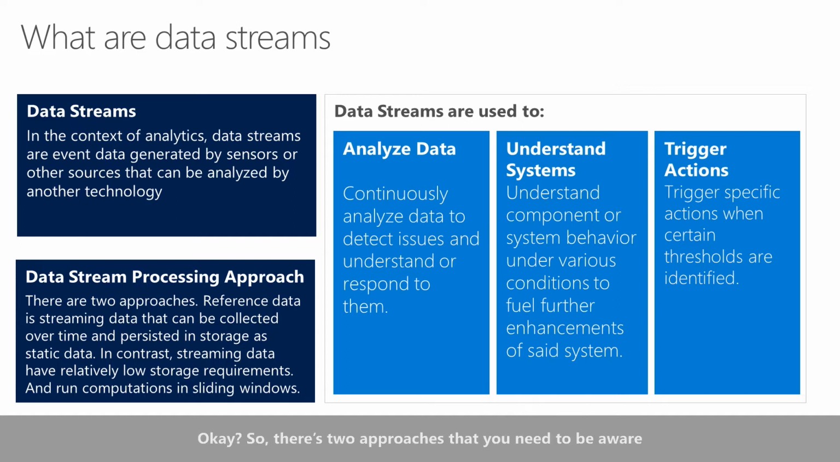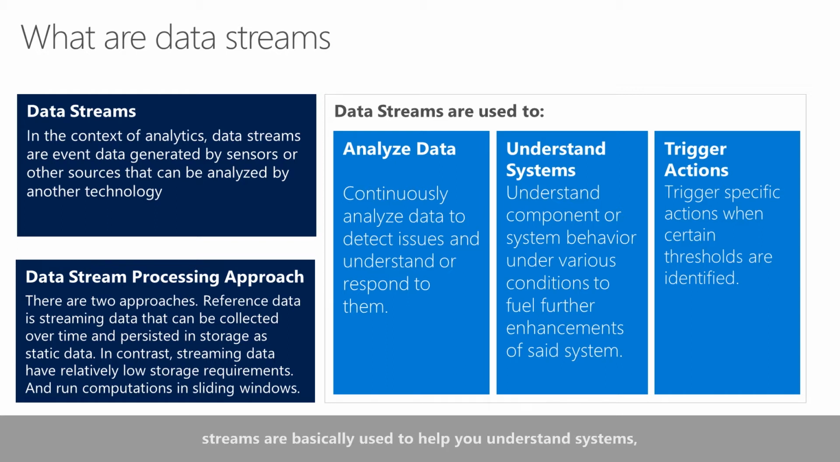Okay, so there are 2 approaches that you need to be aware of when doing data streams. Sometimes you don't necessarily want to do real time there and then. Makes sense. What you might do is take the streaming data, store it in a file in Azure Blob to be processed at a later date. We basically call that reference data, right? The alternative to that is streaming data, where you're doing it live there and then. That's where Event Hubs comes into play.